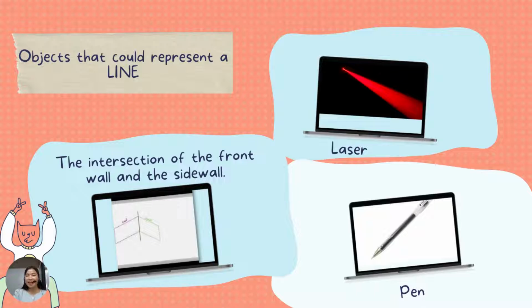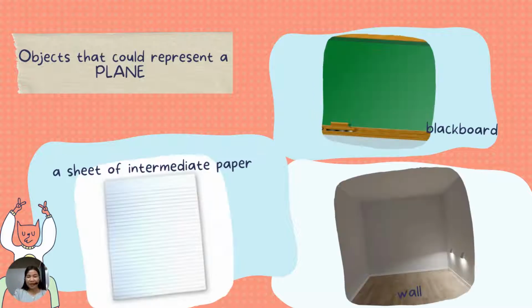Also, your pen. A pen could represent a line. The following are the objects that could represent a plane, like a blackboard, a sheet of intermediate paper, or your wall. So those are objects, and many more others, that could represent a plane.